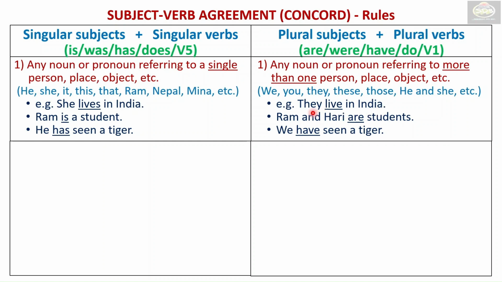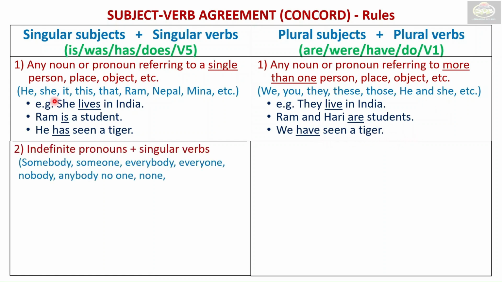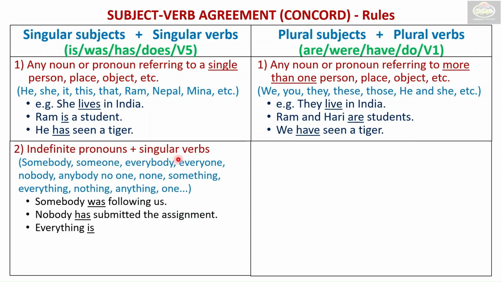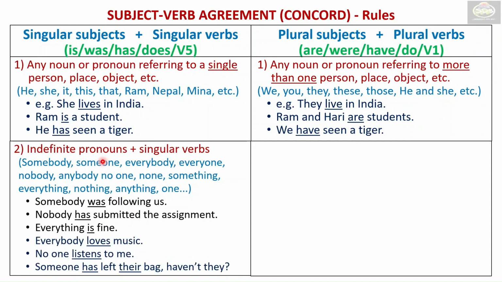For example, they live in India. They plus V1. Ram and Hari are students. We cannot say is. Ram and Hari are students. We have seen a tiger. Next, indefinite pronouns plus singular verbs. Indefinite pronouns means the pronouns which are not certain.